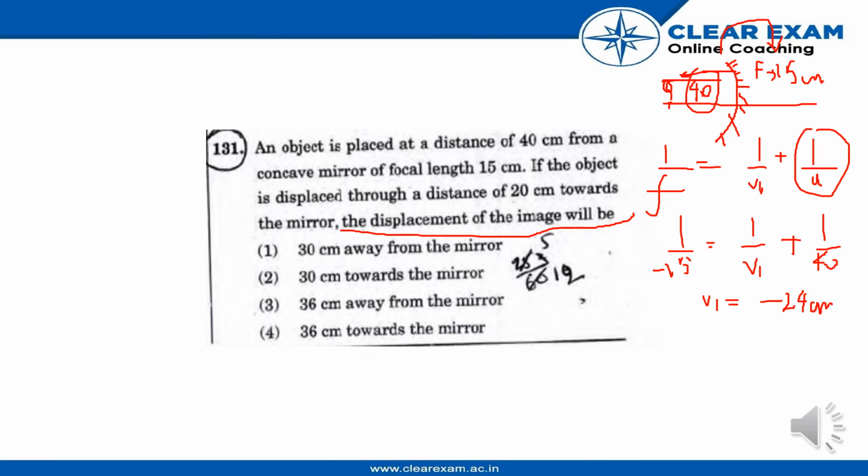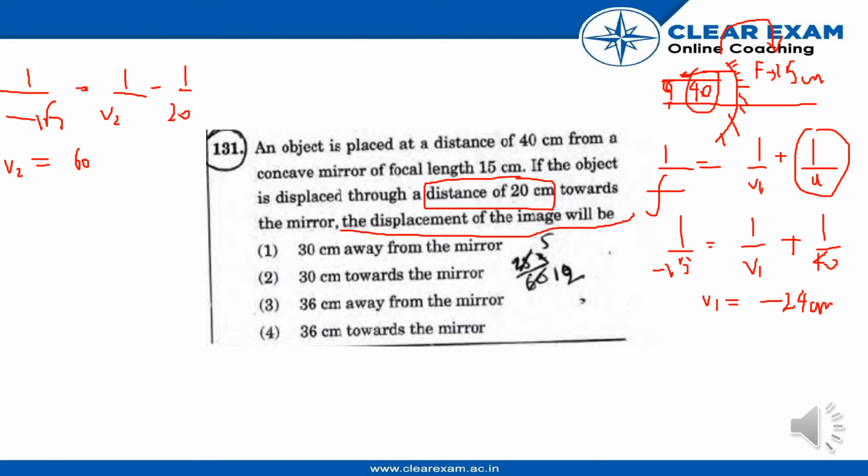Similarly, again we'll apply the mirror formula, but now for a reduced distance, that is 20 centimeters. So again 1 upon minus 15 equals 1 upon v2 minus 1 upon 20. From here we can find the value of v2, it will be somewhere around 60.